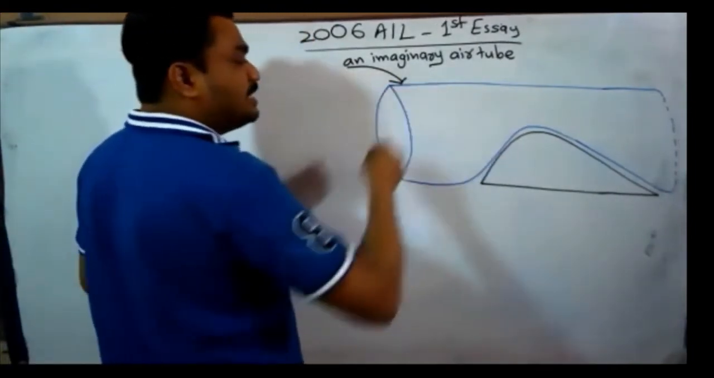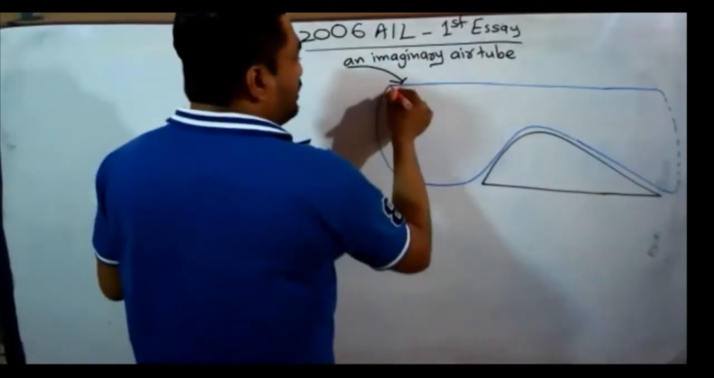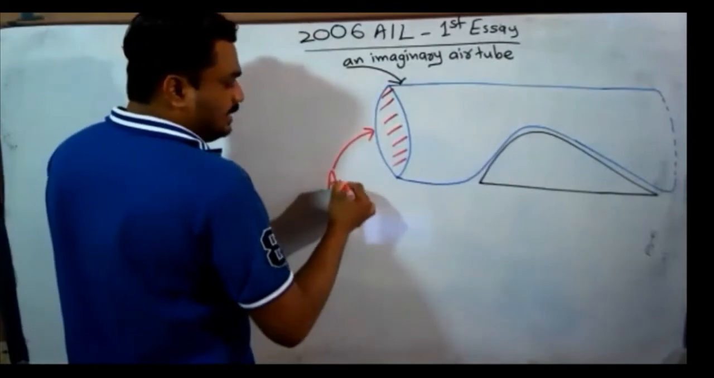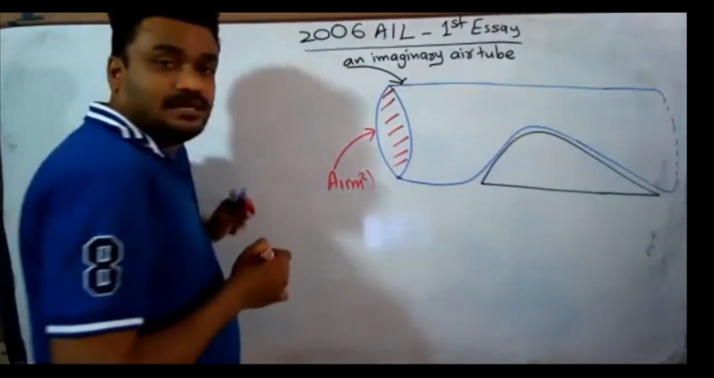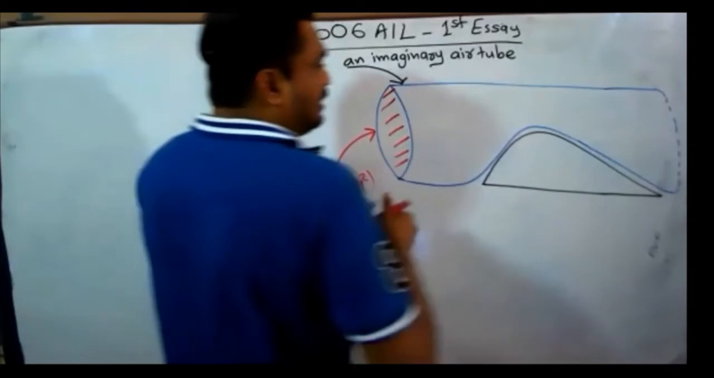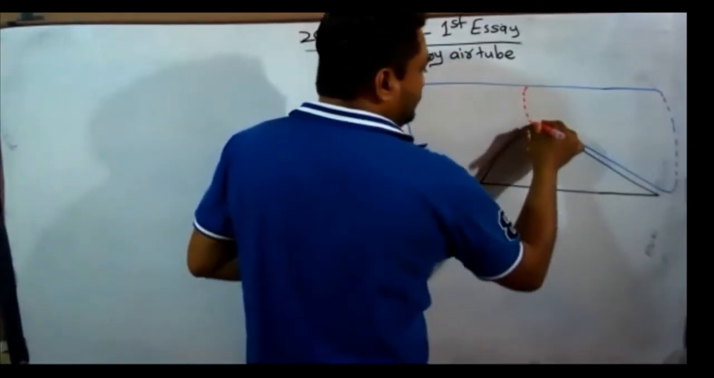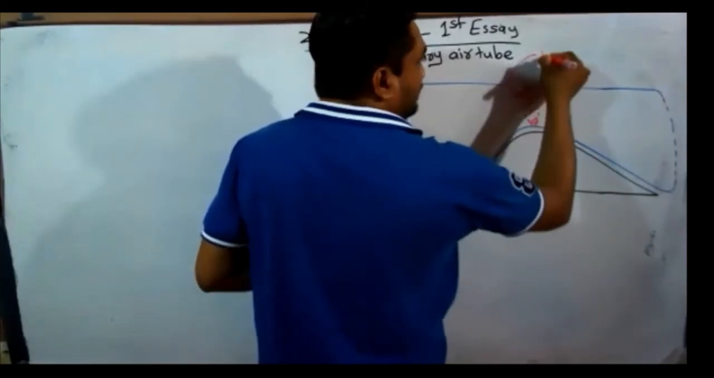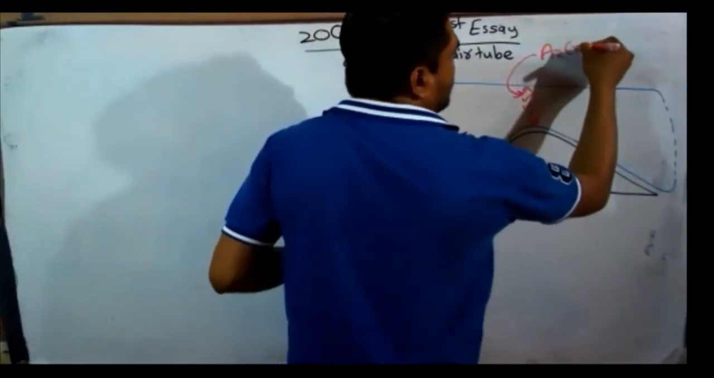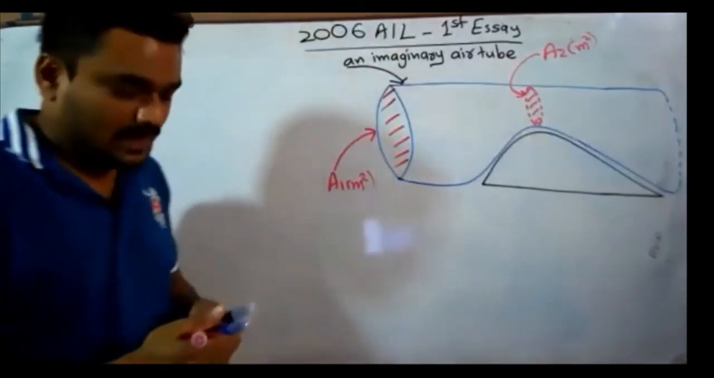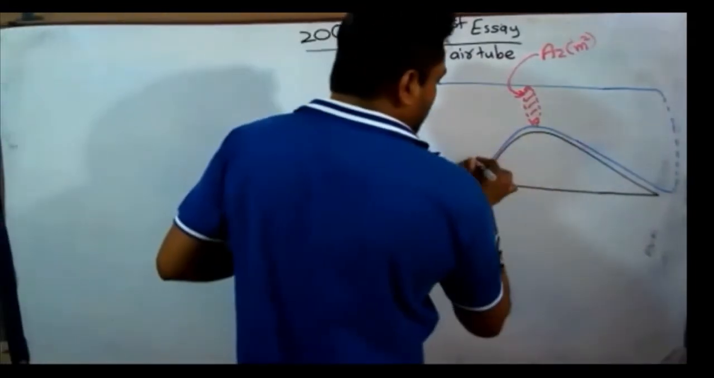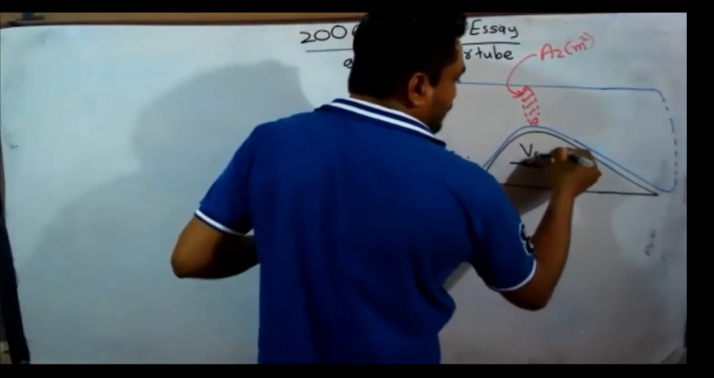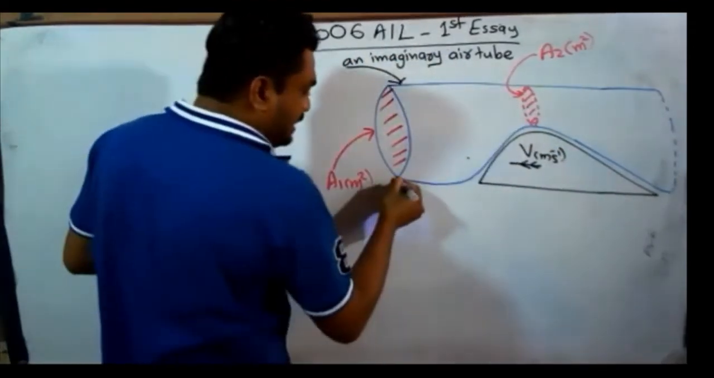So this is an imaginary air tube. The cross-section area of the air tube here is given as A1 square meter. The cross-section area of the same air tube here is given as A2 square meter. The velocity of the aeroplane in this direction is v meter per second. The point x is here.